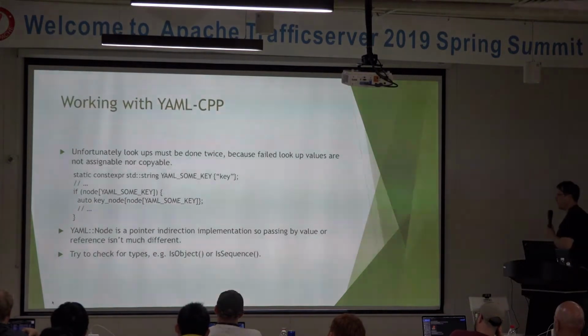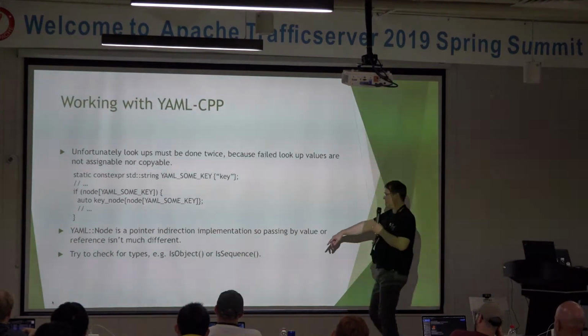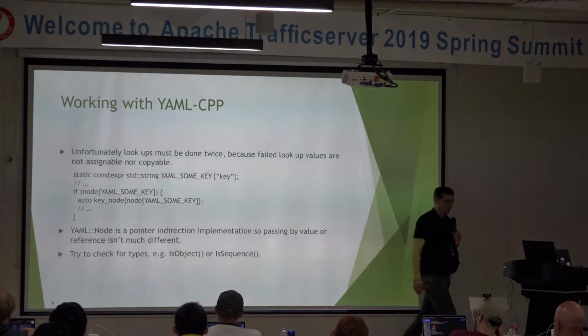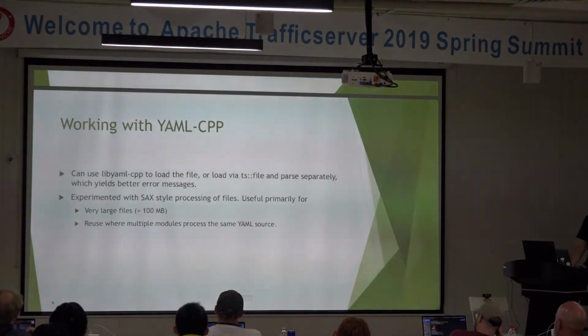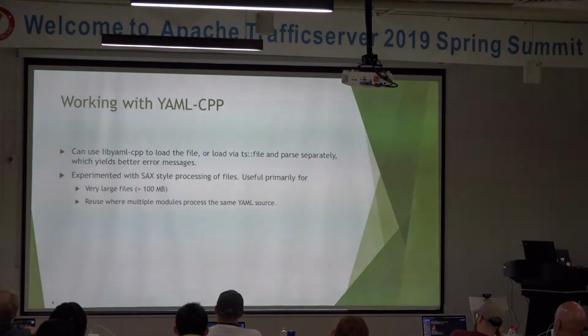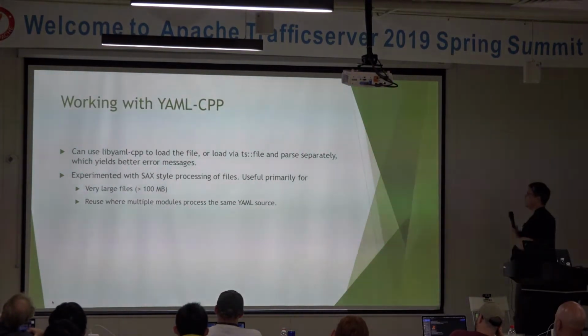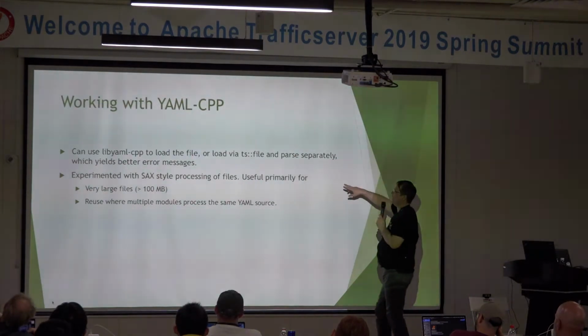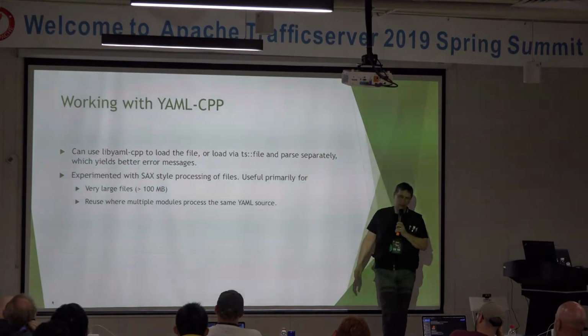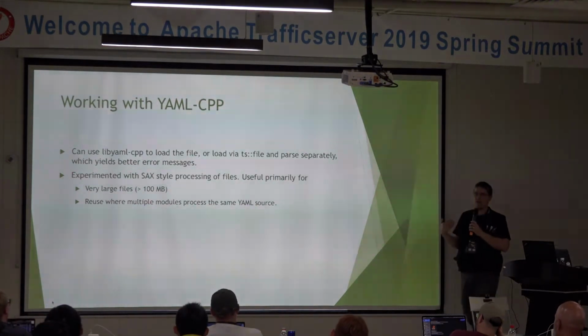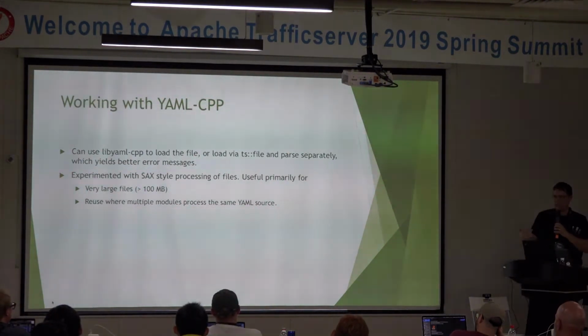And also always try to check for types. They have the is object, is sequence, to make sure those are right. So you can load the file through YAML. What I tend to do, though, is I use TS file and load it up, and then parse it separately. I think I get better error messages that way, because then I control it. If I can't load the file, I can generate the error message about I couldn't find it, I didn't have permission, and so on.